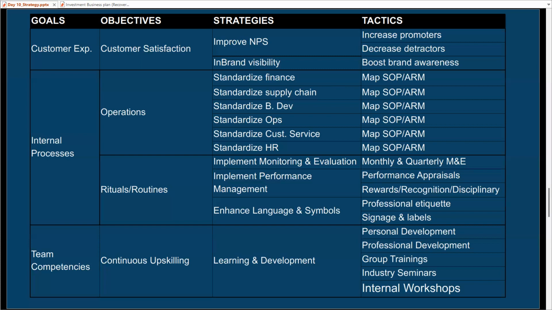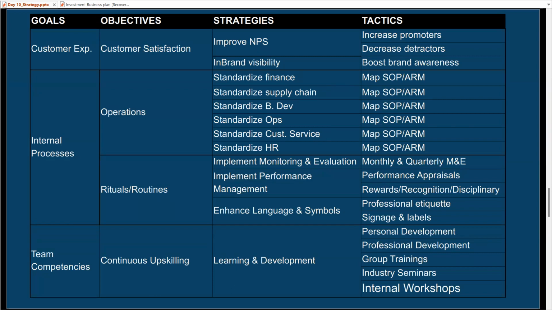Also, we want you to implement performance management as a routine. We are saying we need you to do performance appraisals. We want to see the tactics of rewards and recognition and disciplinary. We want to see tactics of job definition and duties. We want to see that at the tactical level.